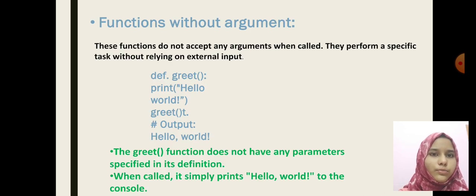Functions without arguments. These are the functions which do not accept any arguments when called. They perform a specific task without relying on external input. So here is a small code for it. def greet, print hello world, greet brackets. So the output will be hello world. Here we have used a function without arguments. The greet function does not have any parameters specified in its definition. When called, it simply prints hello world to the console.